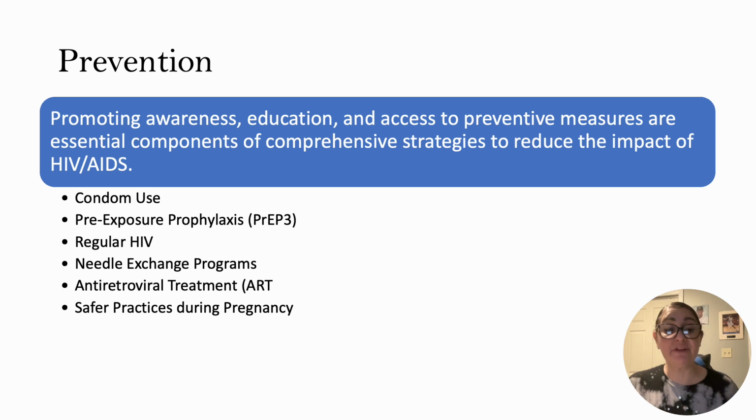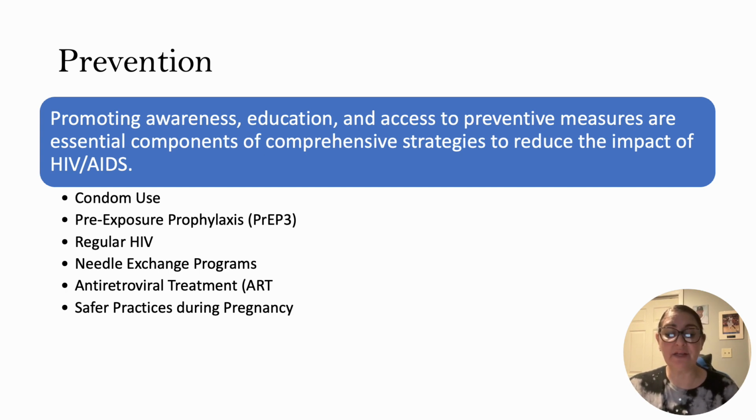So let's talk about prevention strategies. Condom use. Consistent and correct use of condoms during sexual activity reduces your risk of HIV transmission. PrEP, as we spoke about on the last slide, taking antiviral drugs before potential exposure can be effective in preventing HIV infection, particularly for those that are at high risk.